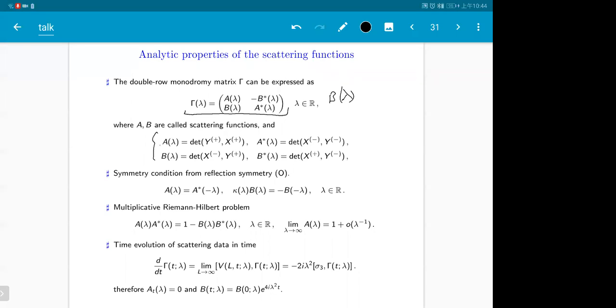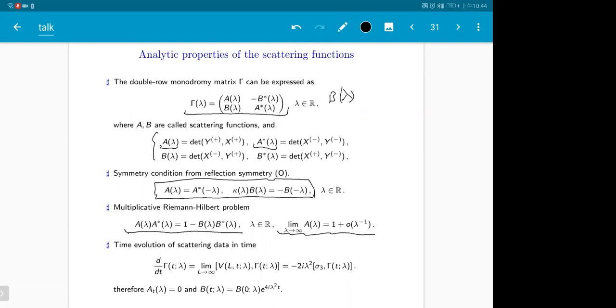So naturally, your A function is analytic in the upper half complex plane, and your A star is analytic in the lower half complex plane. Due to the symmetry of the double row monodromy matrix, you have the symmetry of these scattering functions. Actually, this symmetry is crucial in defining this half-line problem. And we can also relate this A, B as a multiplicative Riemann-Hilbert problem with well-defined asymptotics of A, and the time evolution of the scattering data.